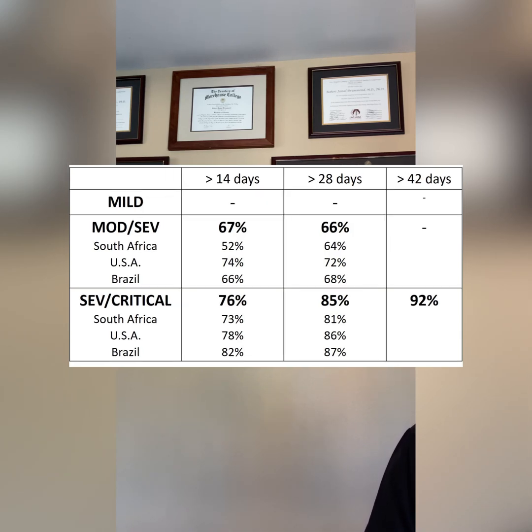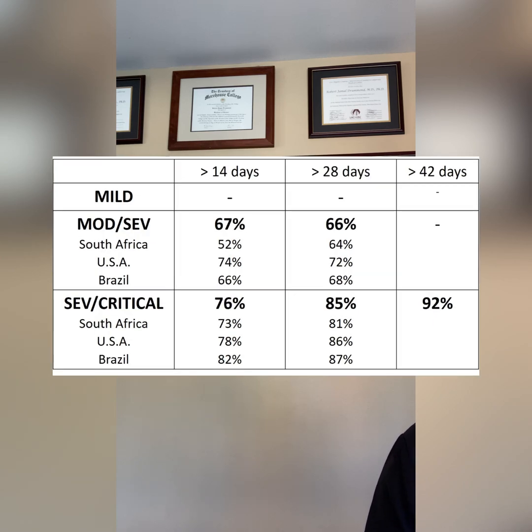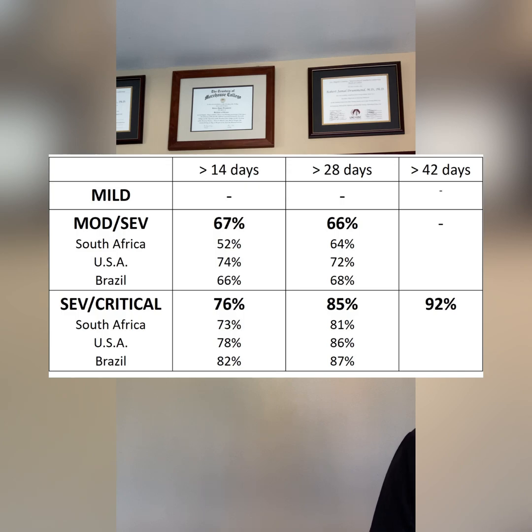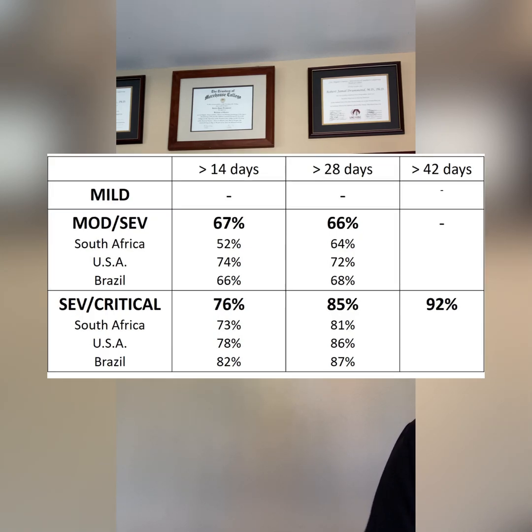And so what you see, once again, is that they didn't have a lot of people that met criteria for mild, but they had a number of individuals that broke down into how well this protected against moderate severe versus severe critical. What I have in the darkened numbers here at the top is basically overall, a combination of all of the different areas. But then they further broke that down to what they saw in South Africa, the USA, and Brazil, and that's why you're seeing all of these numbers. I know it's confusing, it's a lot of information.